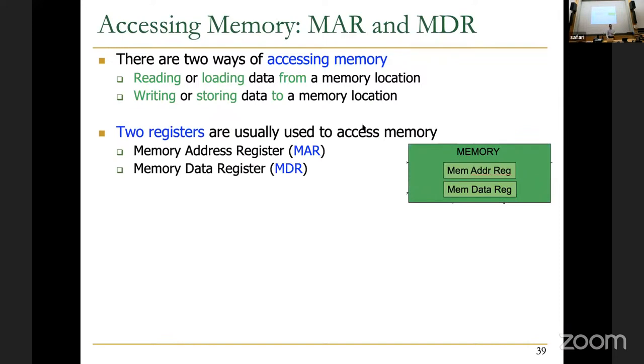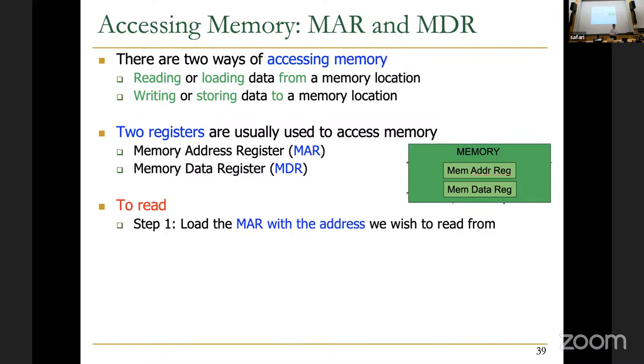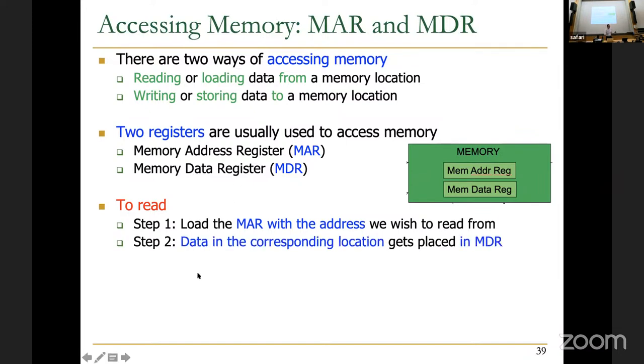As I said, there are two registers usually used to access memory. These don't need to be present, but in most modern systems there has to be something like this because of the complexity of the system and the sequential nature of the system. Normally you latch the address of memory somewhere, that's called the memory address register, and the data you latch somewhere else. So to be able to read, there are multiple steps. The control logic, as we will see, loads the memory address register with the address we wish to read from, and then waits for some time and enables memory, as we will see later on also. Data in the corresponding location gets placed in the memory data register because the memory is enabled and the address is there and the data comes.